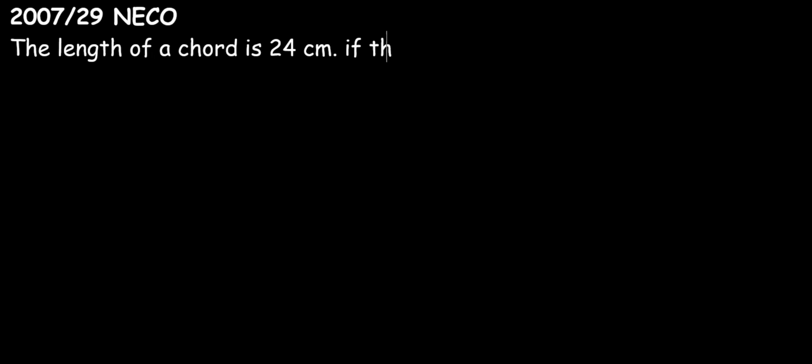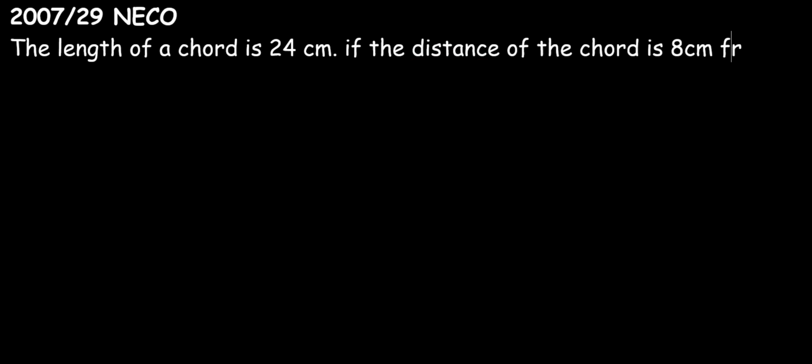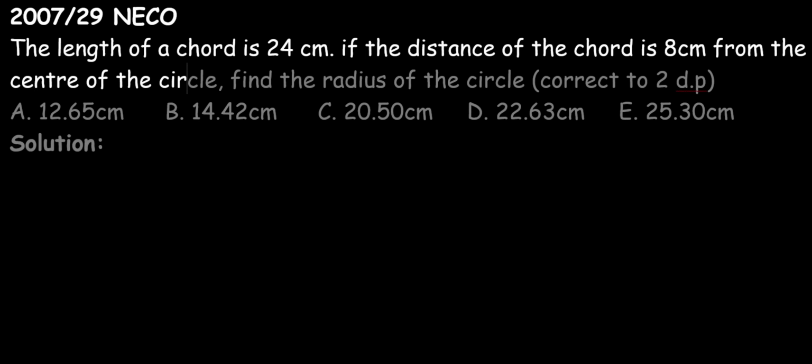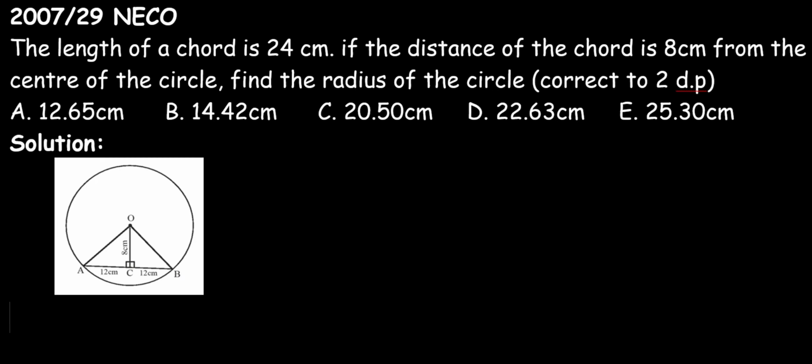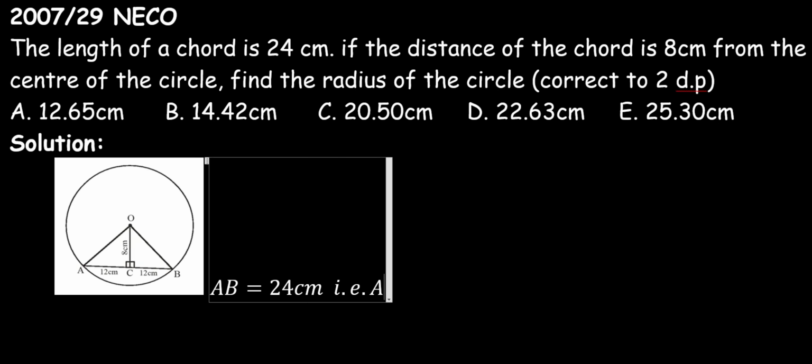Another example. The length of a chord is 24 cm. If the distance of the chord is 8 cm from the center of the circle, find the radius of the circle correct to 2 decimal places. The options are given. Solution. The sketch of the given data is as shown on the screen. AB is equal to 24 cm, that is AC plus CB.